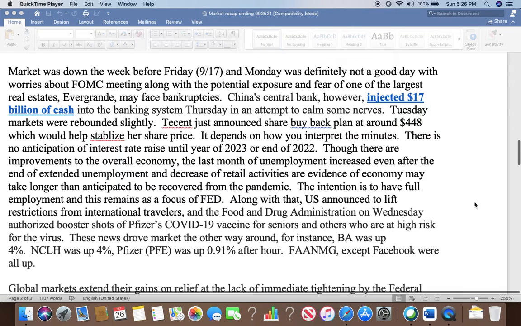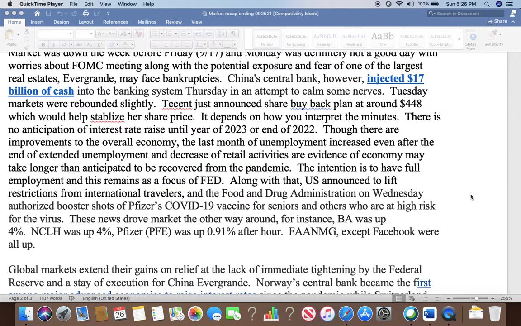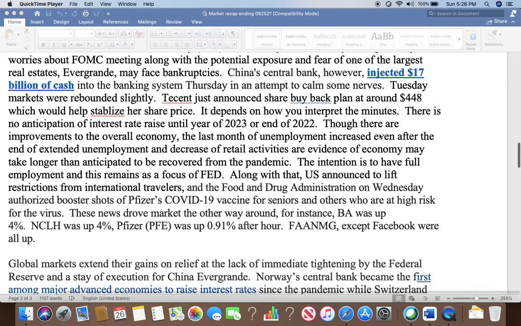China's central bank, however, injected $17 billion of cash into the banking system on Thursday in an attempt to calm some nerves. Just to let you know, China would not directly save Evergrande, but to keep the financial system whole and the economy stable, they gave some support by injecting more money.